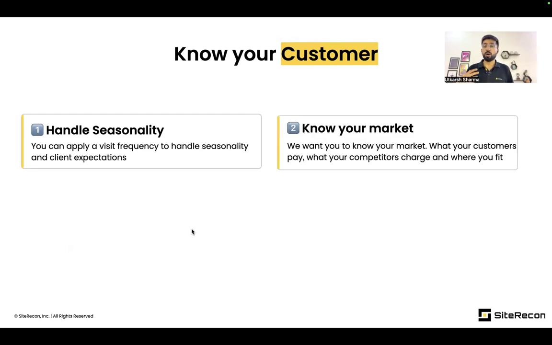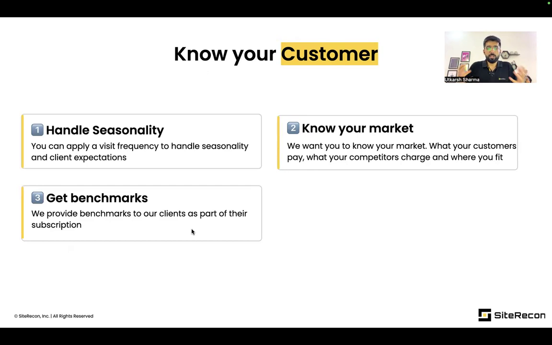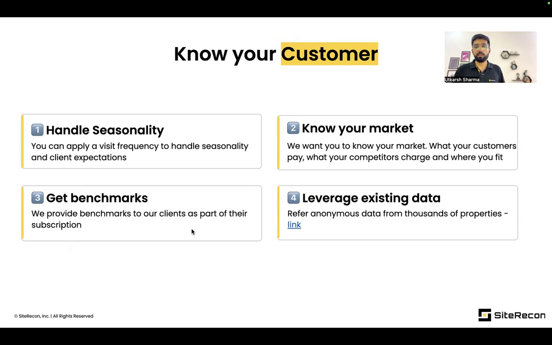We want to know where our market is pricing at. One way to do that is to use the production rate benchmarks that come with SiteRecon. You can look at the averages out there and get an estimation of where the market could be at. These benchmarks, we serve our clients as part of their subscription, and they have been created by leveraging existing data across the country, anonymized.